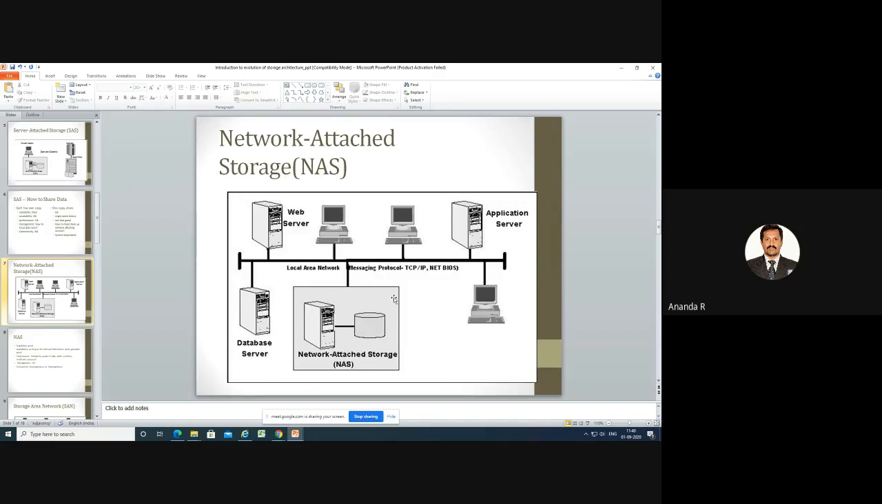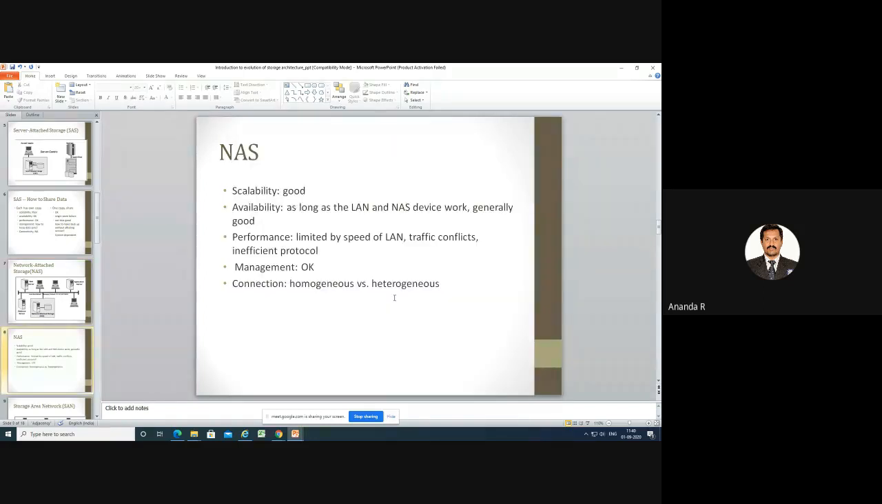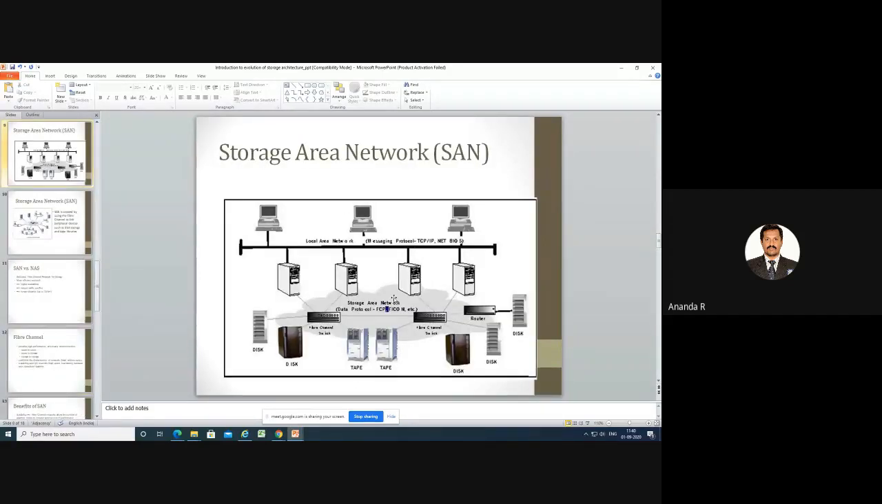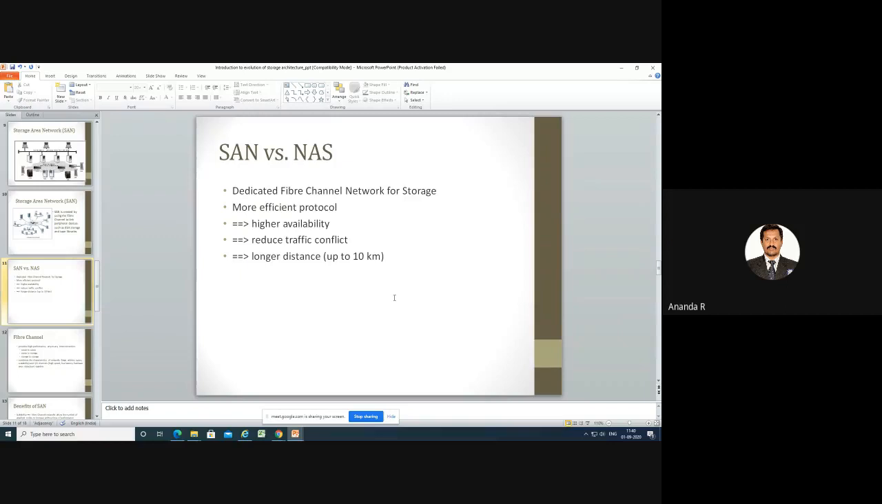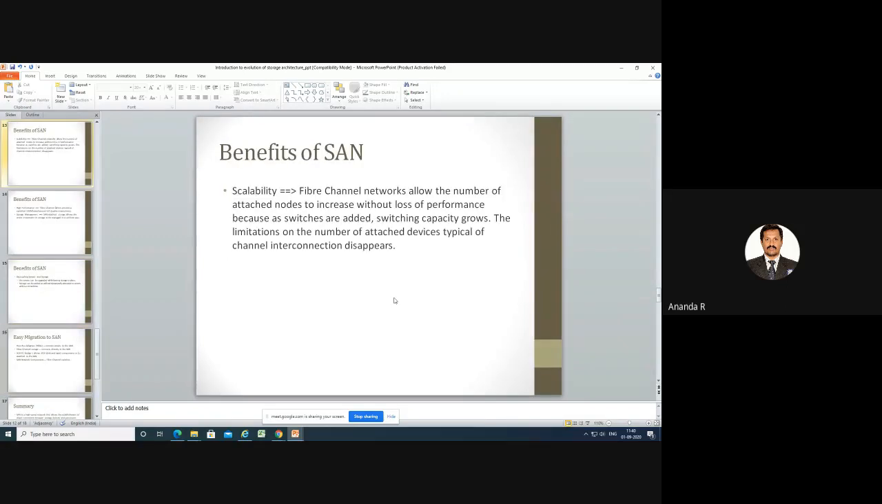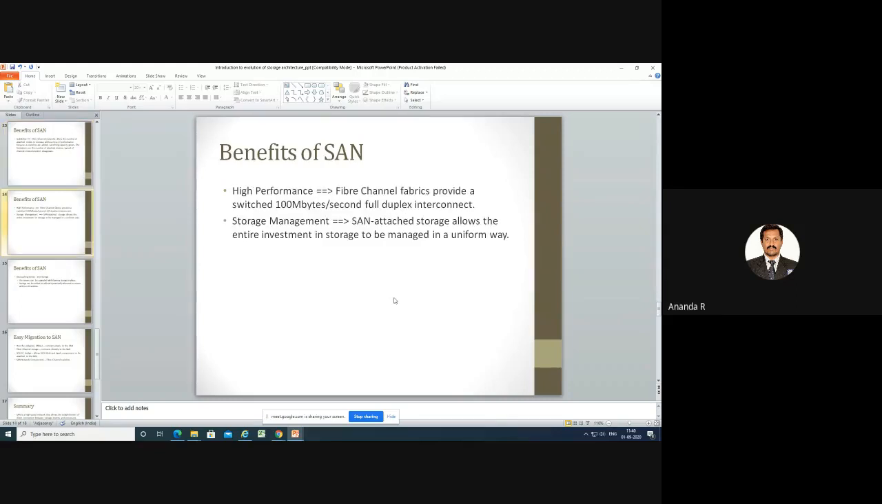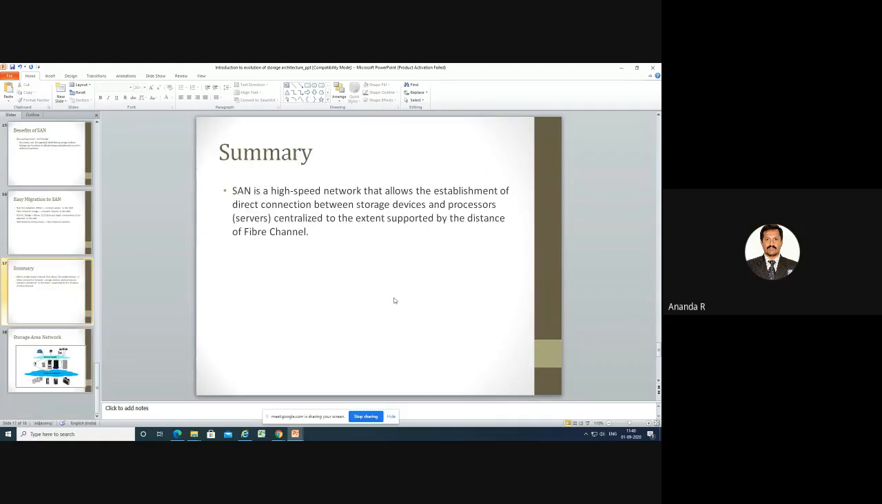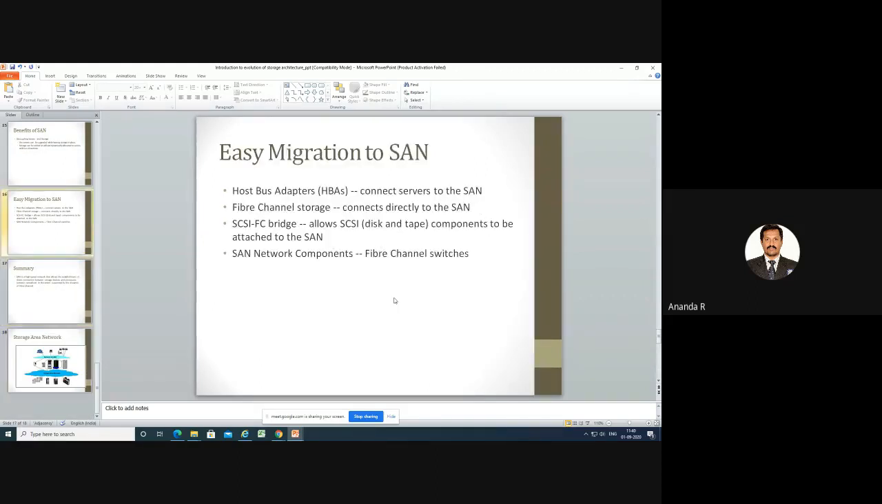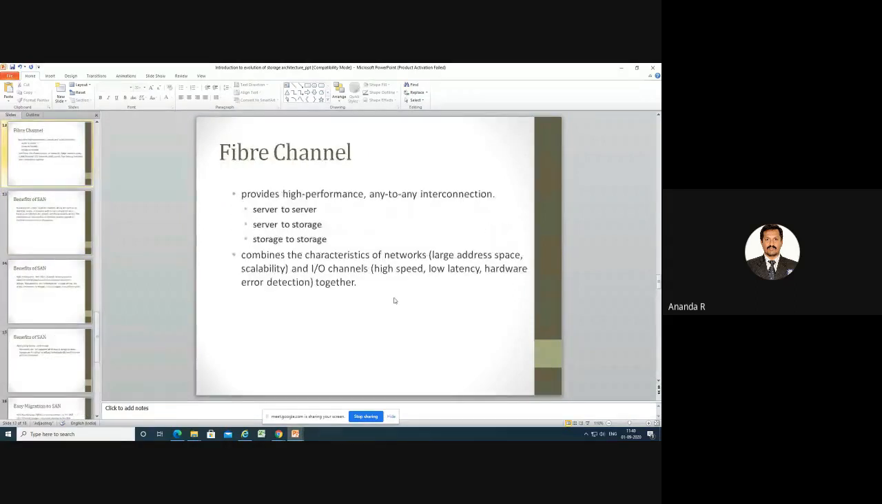Okay, so we have NAS. In the next slide, there are so many slides. We have this storage network again. Then after that, we have the storage area network, one more diagram. Then SAN versus NAS, that comparison is there. And what is fiber channel? Benefits of SAN, easy migration, and a summary. So many things are there, so we are going to continue in the next class.